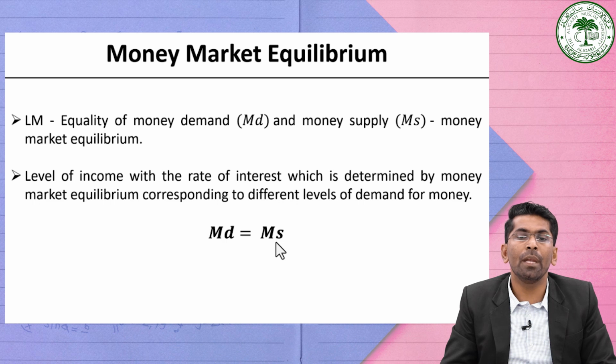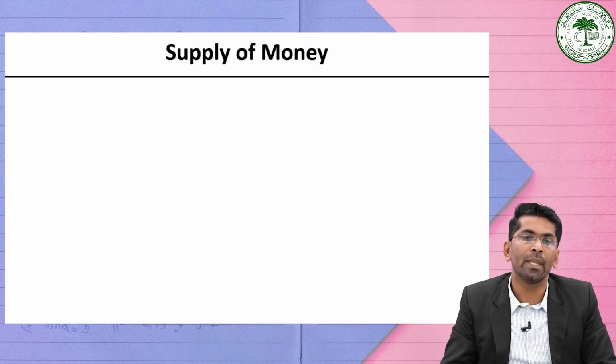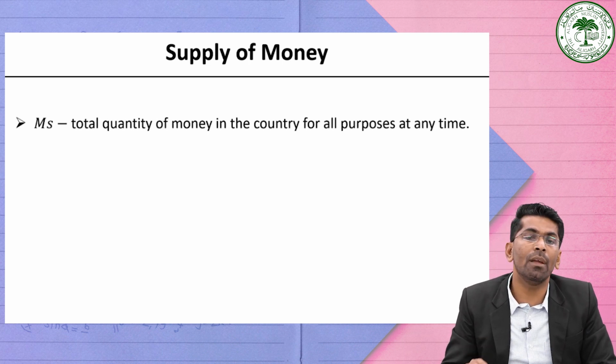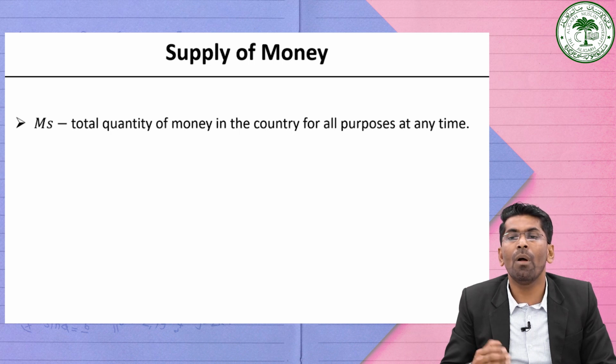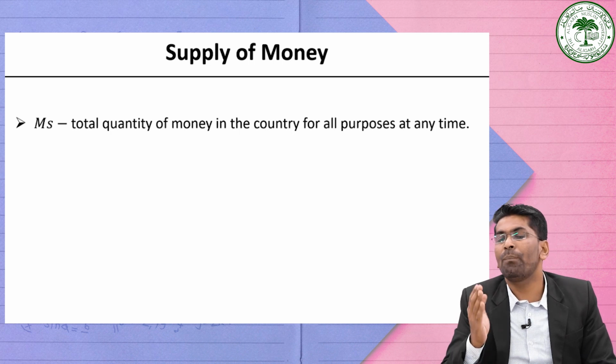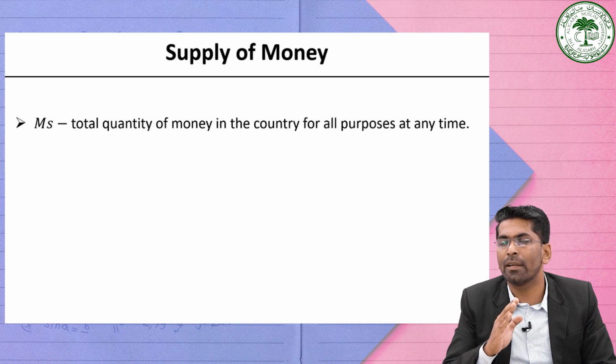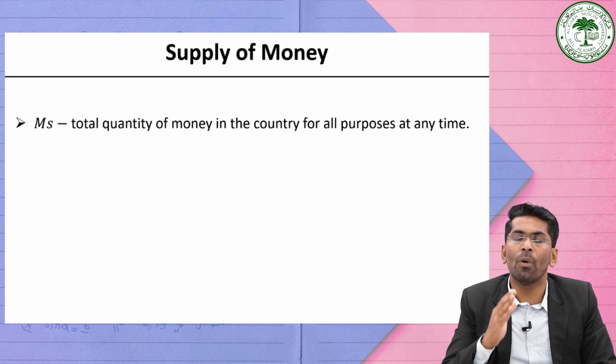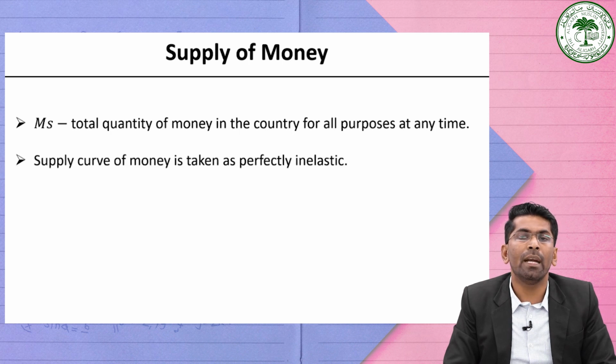So let us look at what we actually mean by the demand for money and the supply of money. The supply of money refers to the total quantity of money in the country for all purposes at any period of time. Although the supply of money is a function of the rate of interest to some degree, generally it is considered as fixed by the monetary authority of that particular country. Therefore, the supply curve of money is perfectly inelastic because it is fixed by the monetary authority. This is the supply of money.